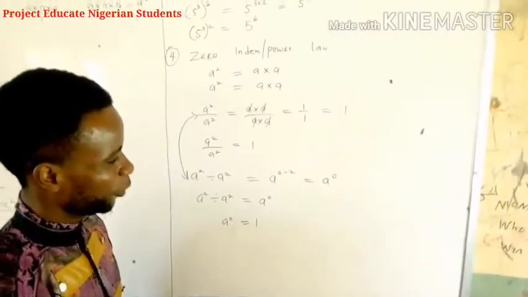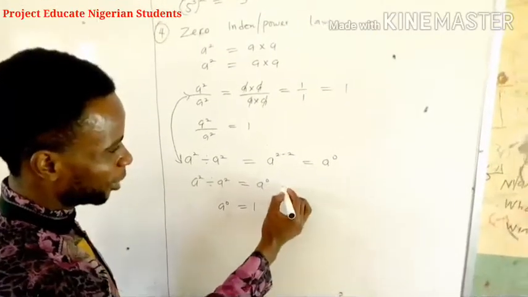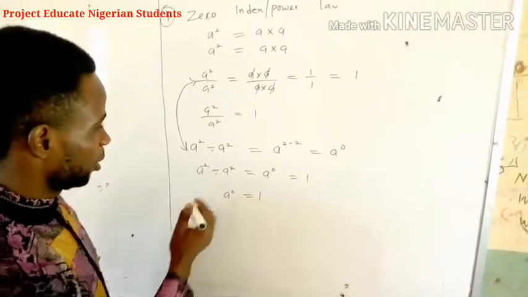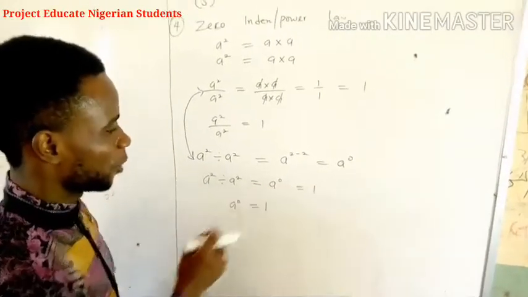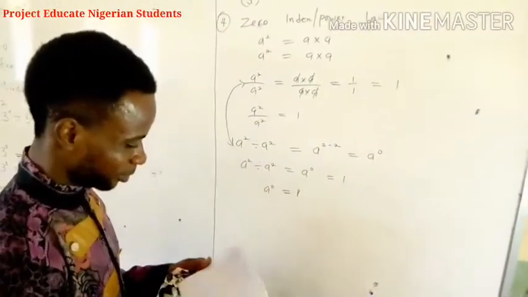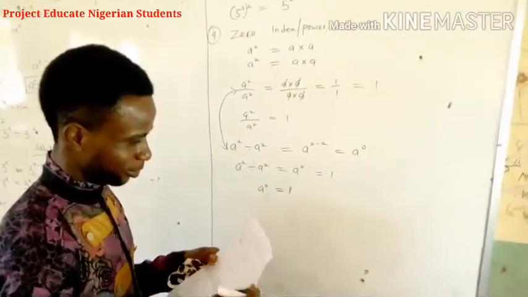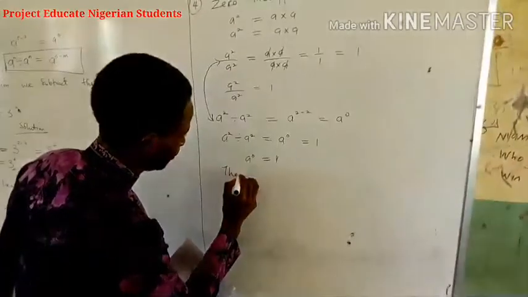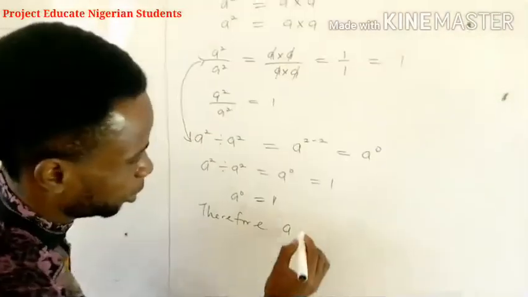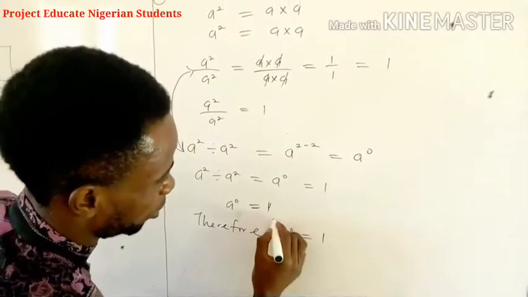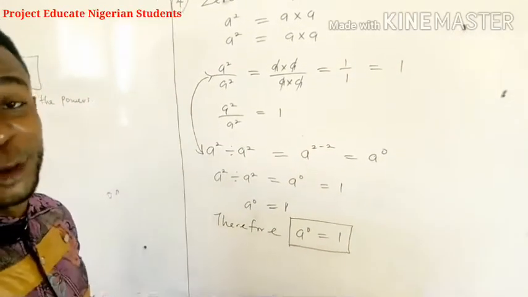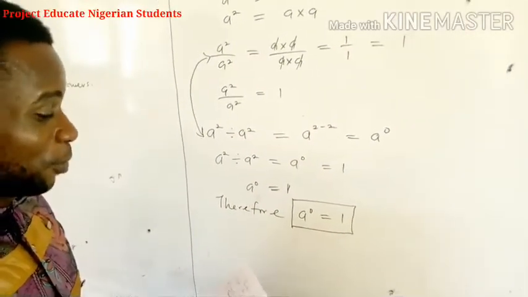Okay? I don't know if you understand. So it means what we're having here is just 1. Okay? What we're having here is just 1. So it means a raised power of 0 equals to 1. So therefore, a raised power of 0 equals to 1. Please, this a can represent any number. Okay? Any number you think of.